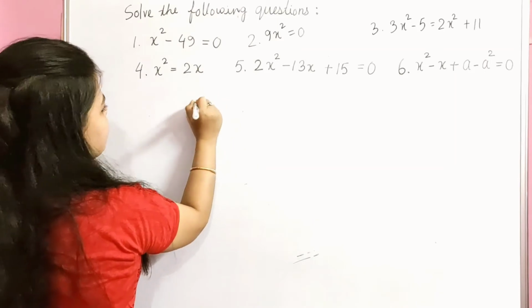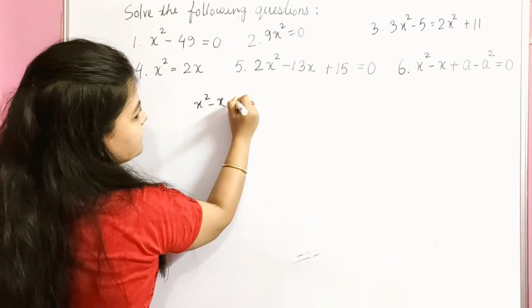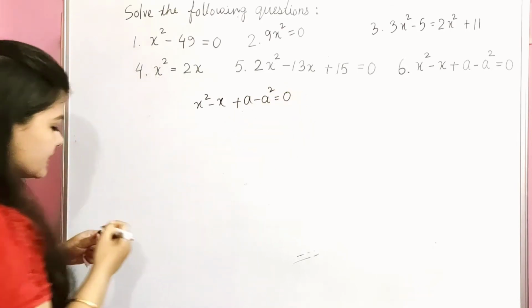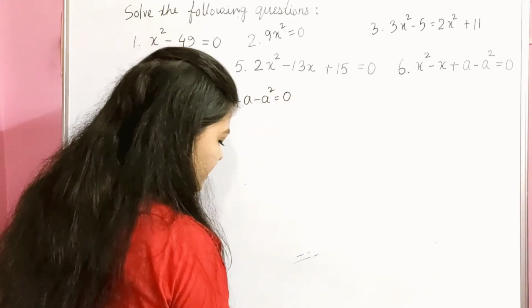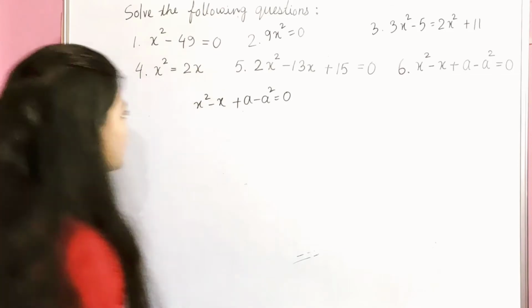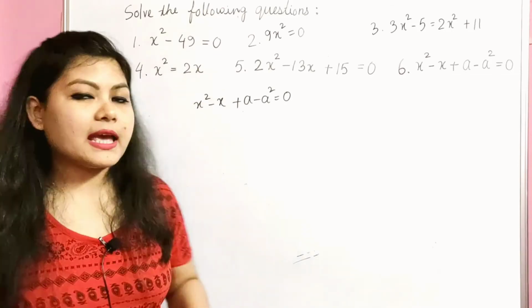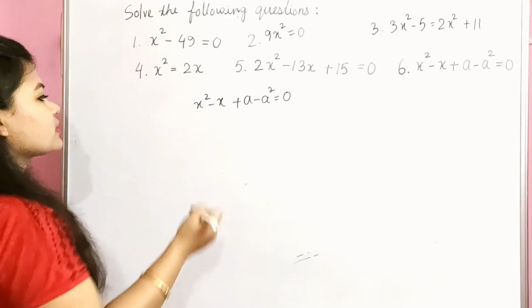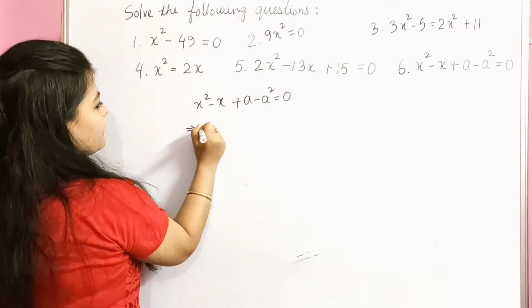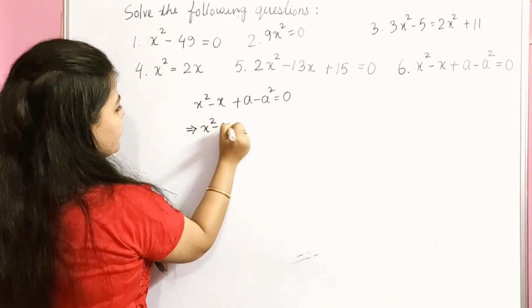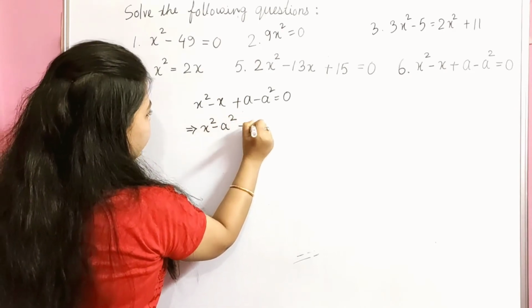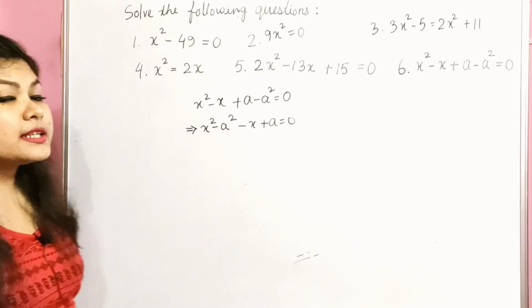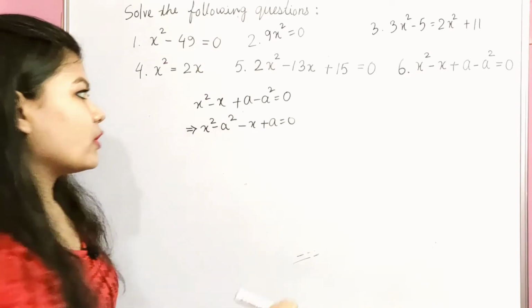The last question is x square minus x plus a minus a square equal to 0. Now here, first of all we need to rearrange the terms, then only we are able to solve this question. First we write x square minus a square, then minus x plus a equal to 0. Here we need to use one specific formula.